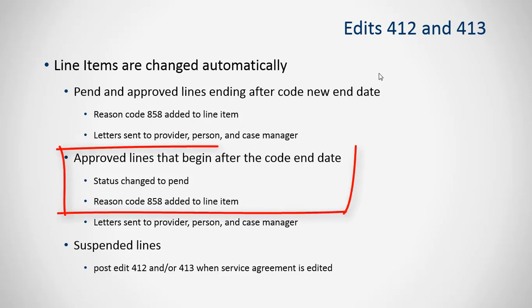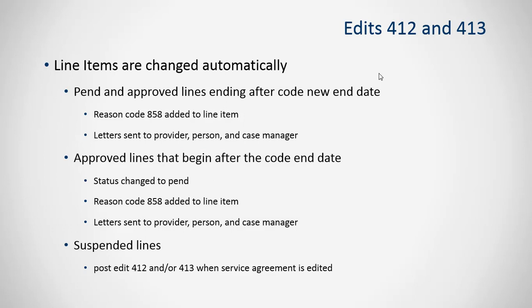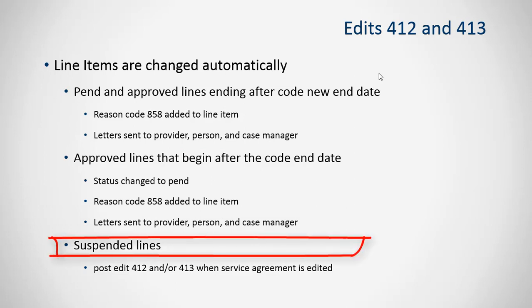Approved lines beginning after the current date of the record change will be changed to a pending status. Recent code 858 is added, and letters to the provider, person, and case manager are sent. Suspended lines will post the appropriate edit when the service agreement is entered in the change mode, or a new service agreement or line item is added.